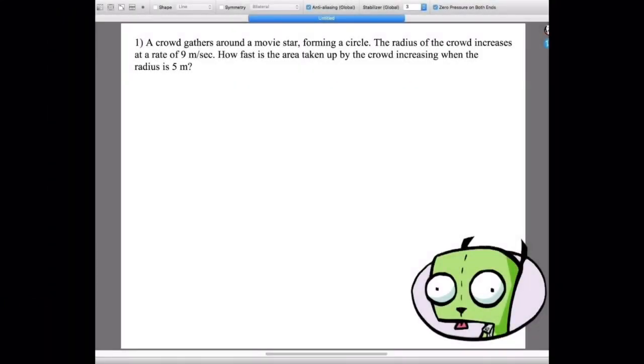Question 1. A crowd gathers around a movie star, forming a circle. The radius of the crowd increases at a rate of 9 meters per second. How fast is the area taken up by the crowd increasing when the radius is 5 meters?